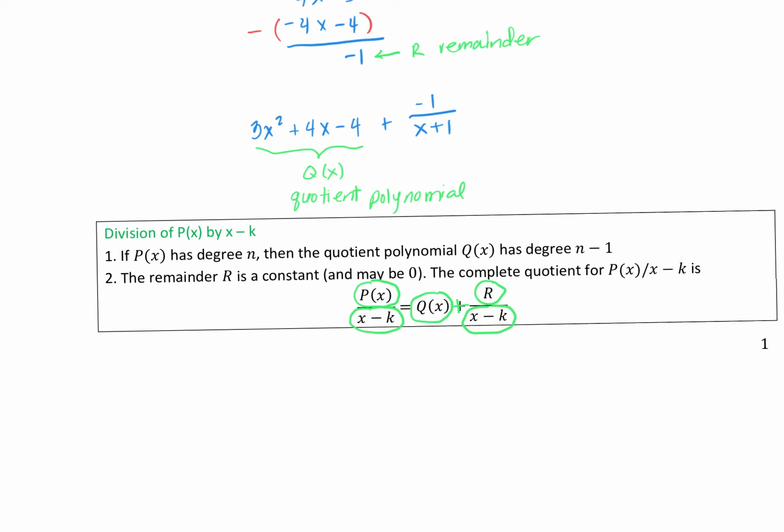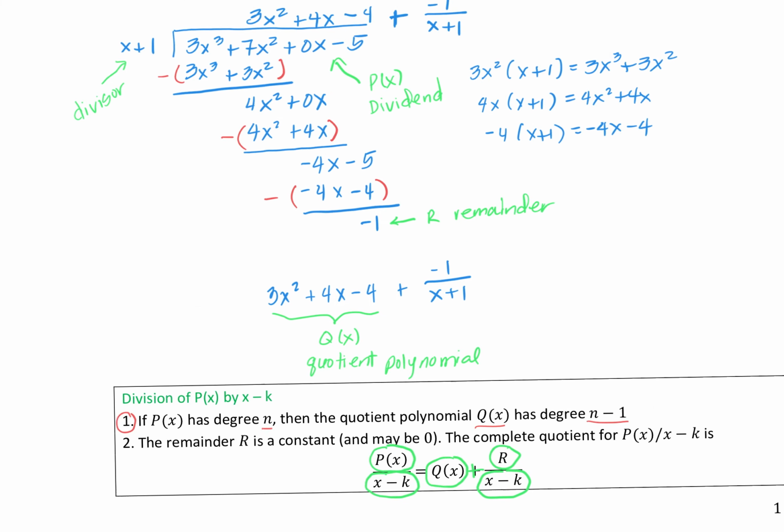So now the first part of this theorem says that if p of x has degree n, then the quotient polynomial q of x has degree n minus 1. So that's just a little fun fact.